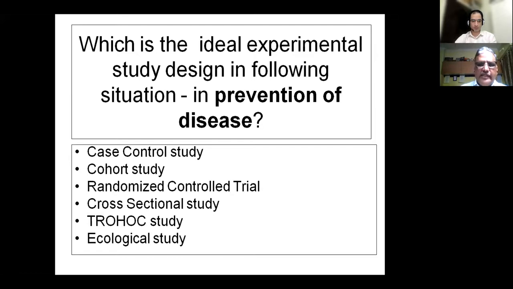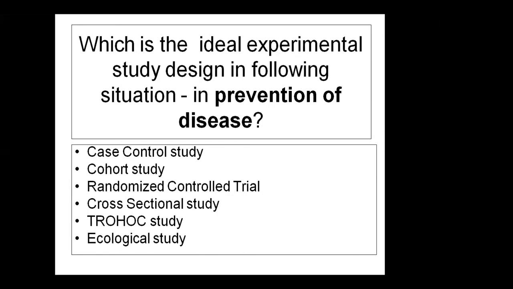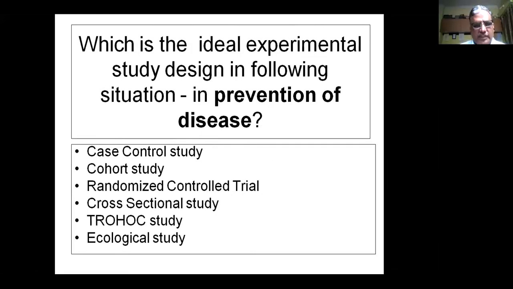So let us say that you are giving vitamin K, suppose the study was not there, and newborn babies get vitamin K in one group and the other group gets placebo. What would be the ideal study design in such a situation where you want to prevent hemorrhagic disease of newborn? Now nobody will allow you, but suppose you are doing it for the first time. So we said that when it comes to prevention, the gold standard is randomized control trial.